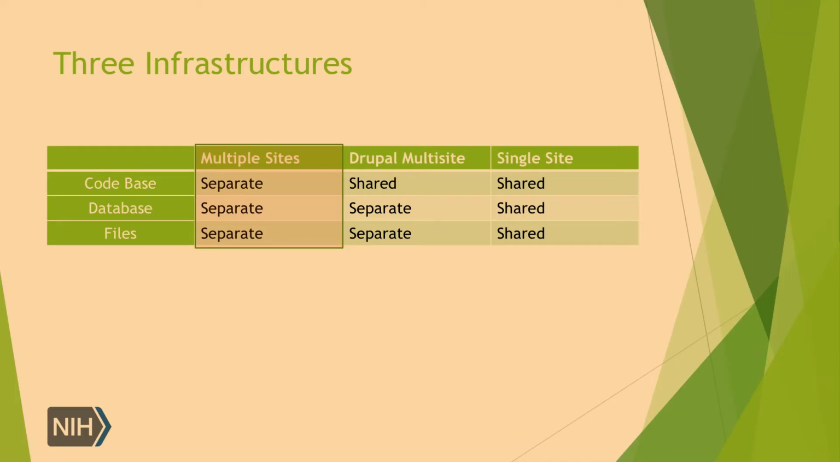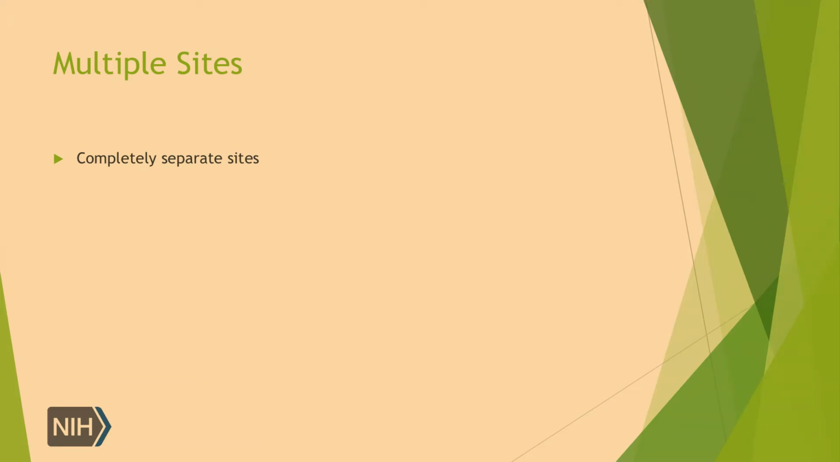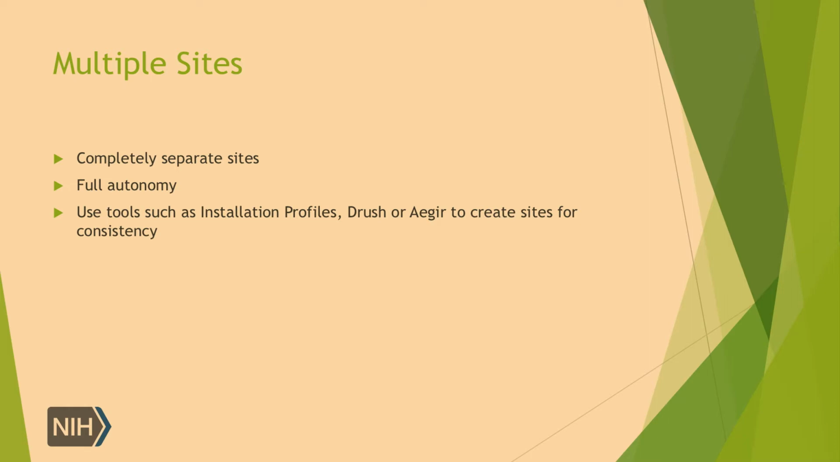Basically, all the sites have separate code base, database, and files. So they are basically completely separate sites. Each of them has full autonomy. And if you want to have some consistency between sites, you can use tools such as installation profiles, Drush, and Aegir to create sites for consistency. If you want to share content, you can use modules like Feeds, Services, and Migrate to transfer data between sites.